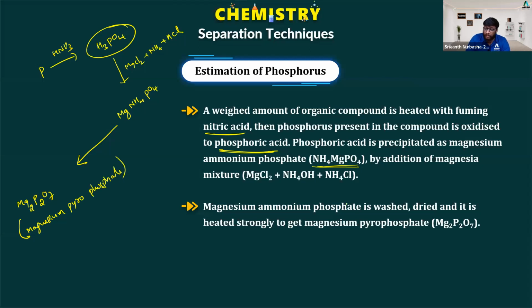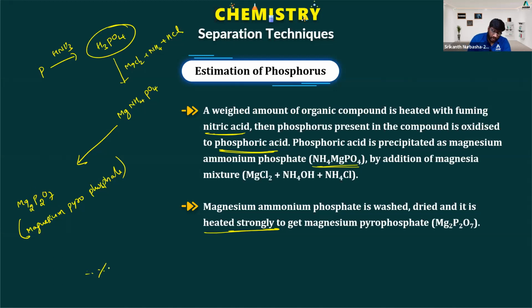The magnesium ammonium phosphate is washed, dried, and heated strongly to get magnesium pyrophosphate. That means ultimately, we have phosphorus in the organic compound. That phosphorus has been converted to H3PO4 using oxidizing agents as well as HNO3. That H3PO4 is converted to MgNH4PO4 by treating with magnesia mixture, and that MgNH4PO4 is heated strongly to get magnesium pyrophosphate. So in the magnesium pyrophosphate, how many phosphorus do we have?